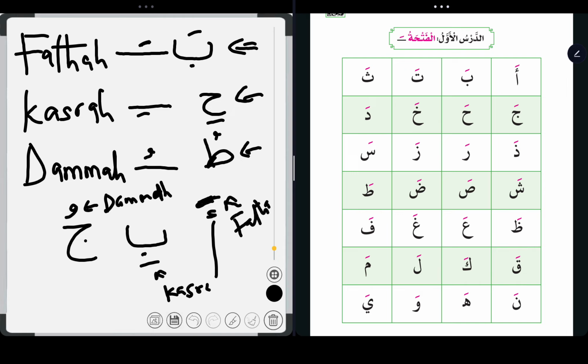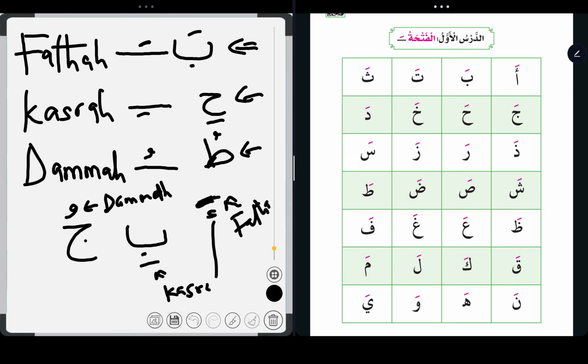Now, the name of a letter is different from the sound of a letter. We can only know the sound of a letter depending on whether it is carrying Fatha, Kasra or Dhamma. But when it is not carrying anything, we have to say the letter by its name. All right? That is what we just did.